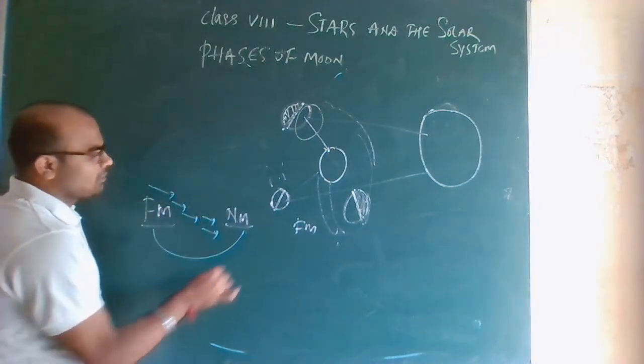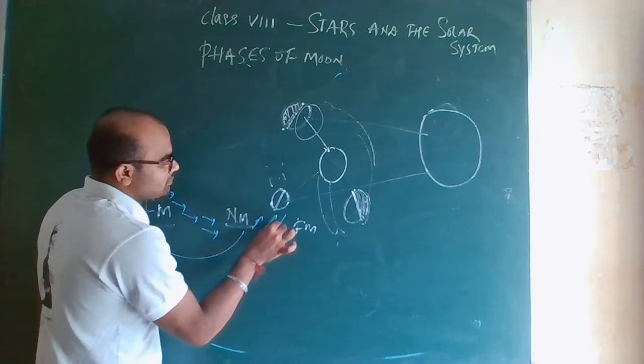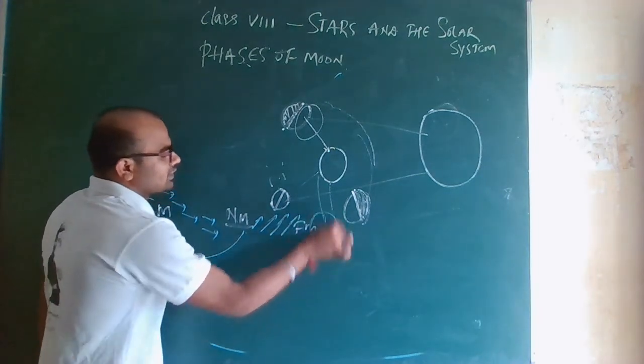So it is decreasing, but here it starts increasing. The light part is increasing and it becomes full.